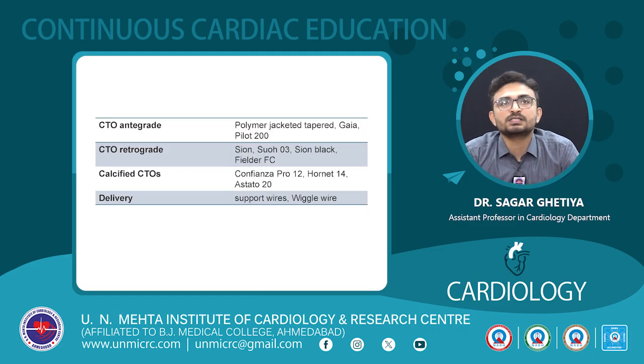In CTO lesions, in the antegrade approach, we usually use polymer jacketed tapered wires or Gaia wires and Pilot 200 wires. While in the CTO retrograde approach, we usually use Fielder FC, Sion and Sion CTO wire. In calcified CTOs, Confianza, Hornet 14 and Astato 20 wires are used. While in difficult delivery, we require buddy wire or support wires.